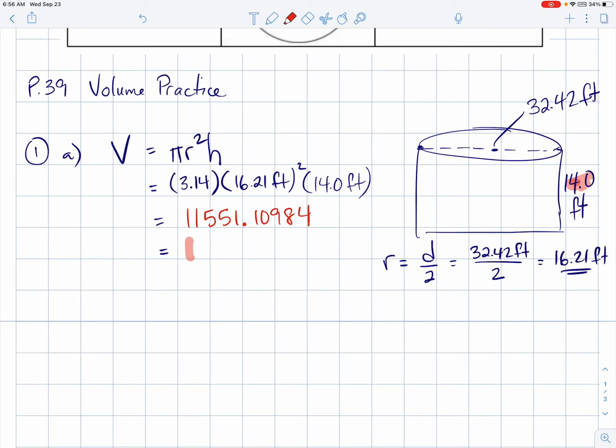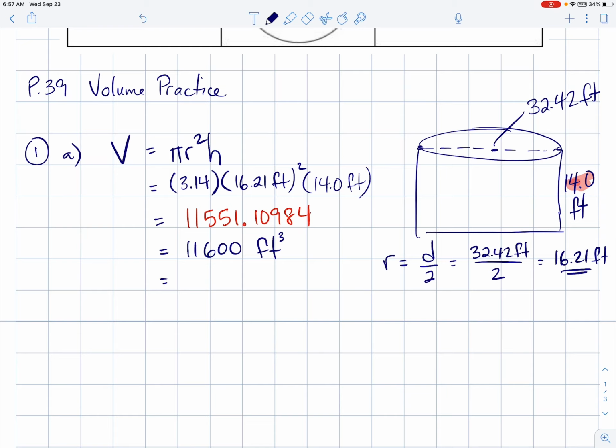You can write it in standard form and just call it 11,600 without a decimal place. That would have 3 significant digits. Without the decimal place, the trailing zeros are not considered significant. And then the units, feet squared in the radius, times feet, the height, that's going to give me feet cubed, which are units of volume.